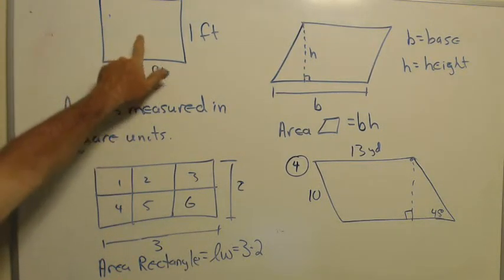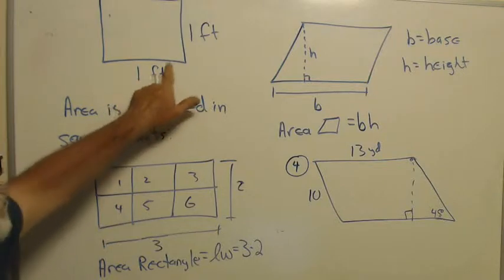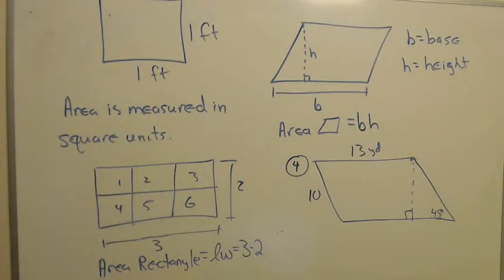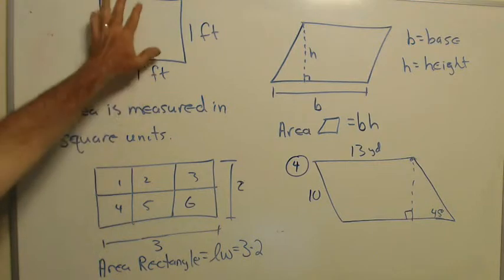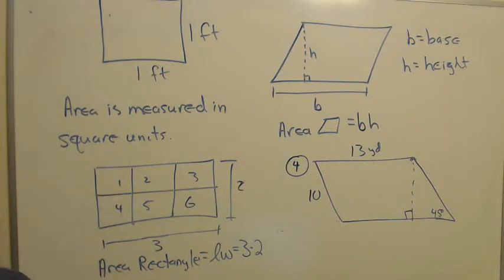Here you see a picture of what is supposed to be a square that is 1 foot in both directions. And we would say that this object is a unit of area known as 1 square foot.